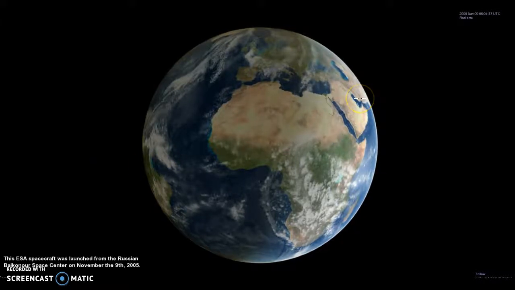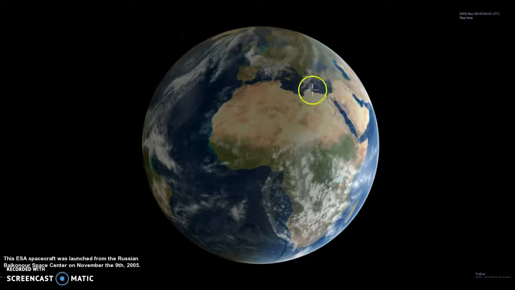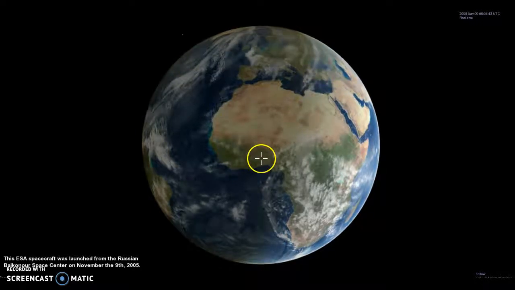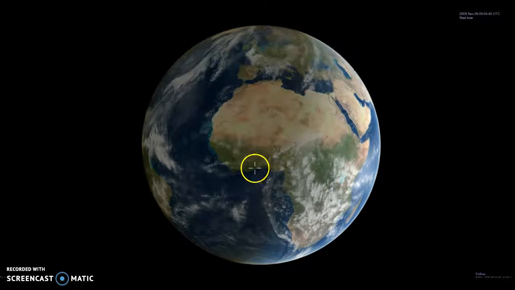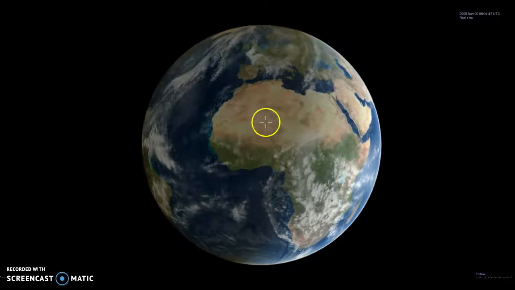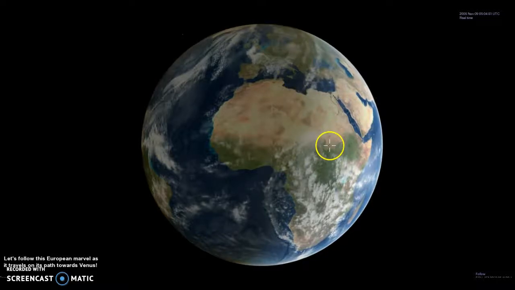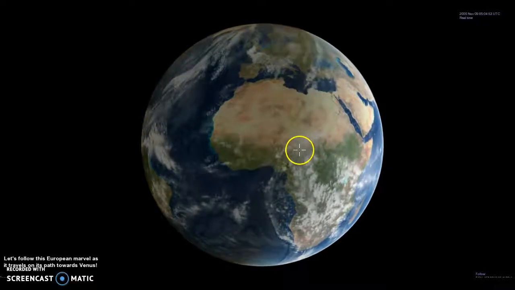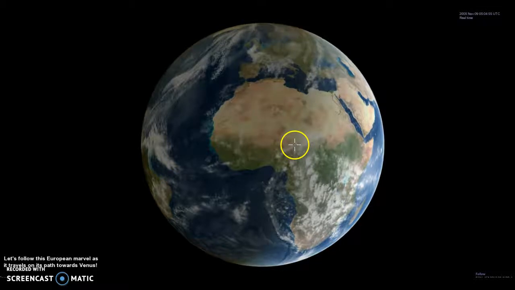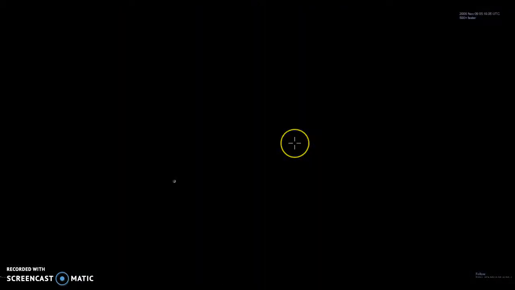So just wait for this to pan over to there. So yeah, the spacecraft is called the ESA spacecraft, was launched from Russia in 2005. And now we're going to fly to Venus, as the spacecraft did. So here we go. It does take a little while for us to get to Venus.